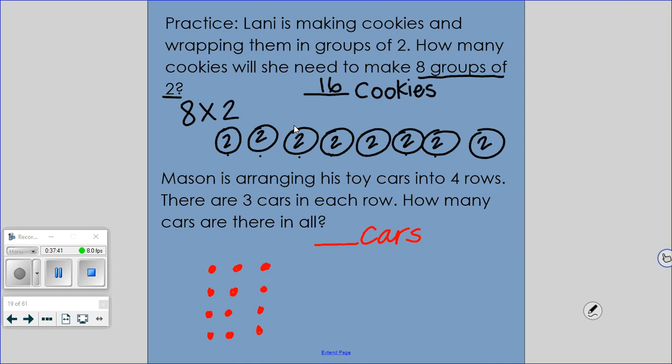So I should have a 4 by 3 because I have 4 rows and then 3 cars in each row. What strategy could I use to solve this now? What am I going to use now? I'm not really good at skip counting by 3s, and I'm not very good at skip counting by 4s. Billy, what strategy could I use? I already have a visual model. Why do I need to draw another one?